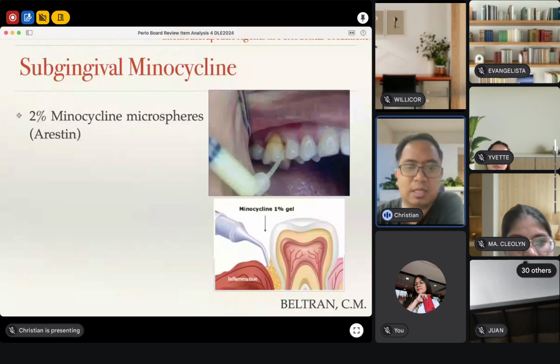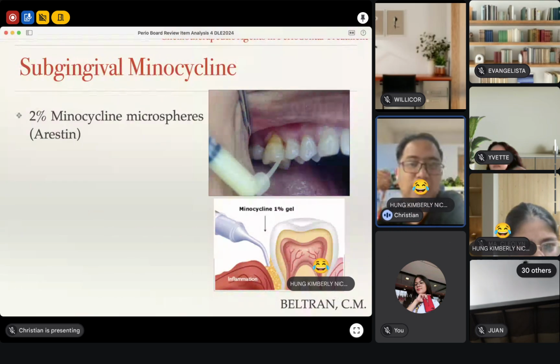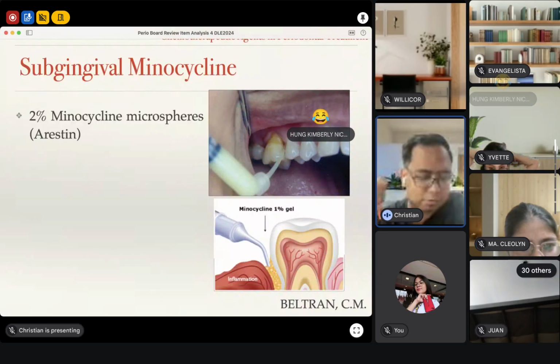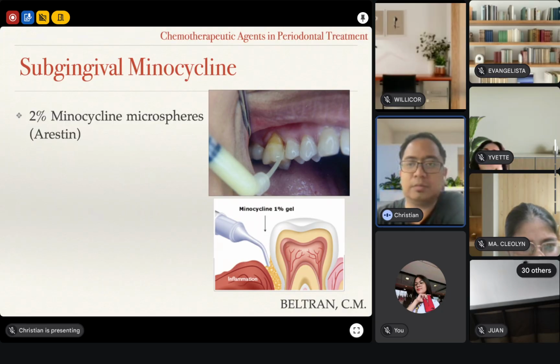We also have subgingival minocycline. Common brand naman is your Aristine. There was a time na board exam, sabi nila after the exam, Dok, may Aristine, hindi mo tinuro. Ayun, oo, nakalagay there, Aristine. Okay? Baka overlook nila. So, Aristine in the exam daw. So, minocycline. Okay?